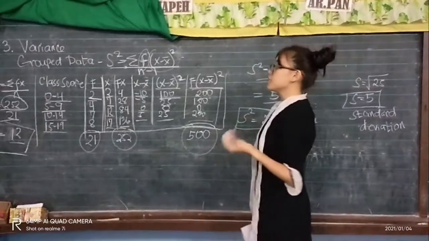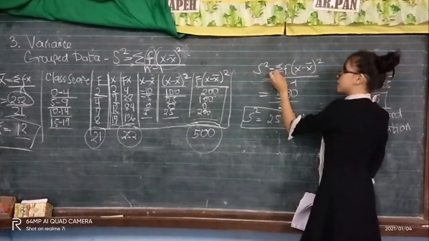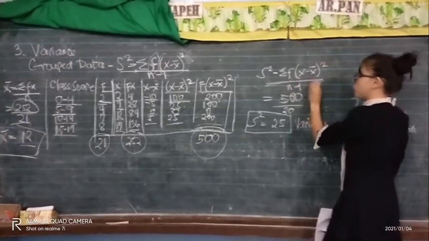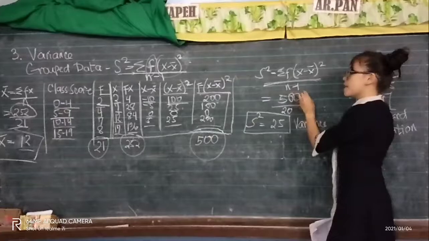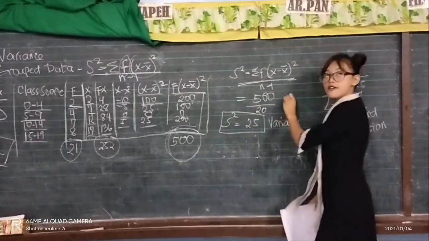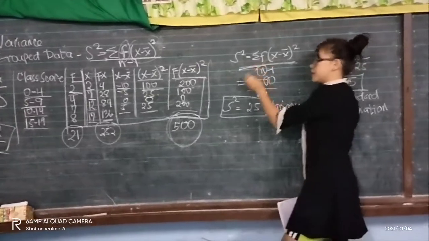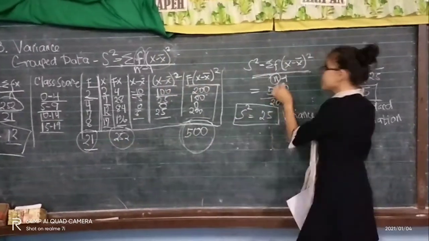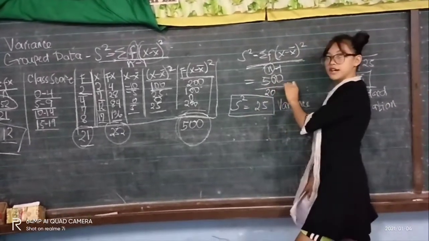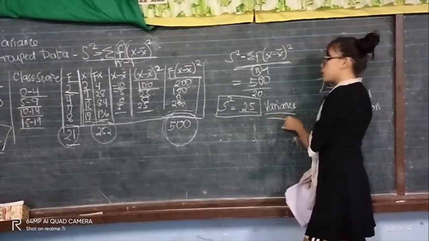To compute the variance for our grouped data, we have this formula: S squared is equal to the summation of f times the quantity x minus mean raised to the power of 2, all over n minus 1. Our value here is 500, so we put 500 here and divide by 20. Why 20? Because our total number is 21, minus 1, that makes 20. So 500 divided by 20 is 25. Our variance is 25.